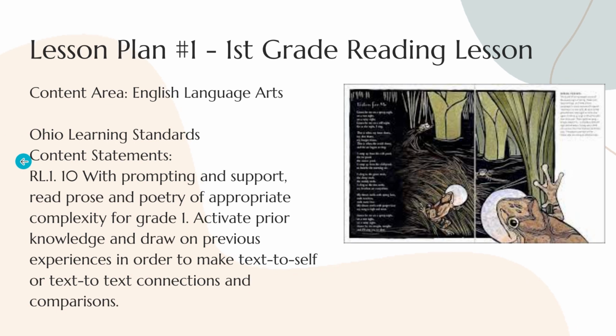The content statement for Ohio Learning Standards is: with prompting and support, reading prose and poetry of appropriate complexity for grade 1. Activate prior knowledge and draw on previous experiences in order to make text to self or text to text connections and comparisons.